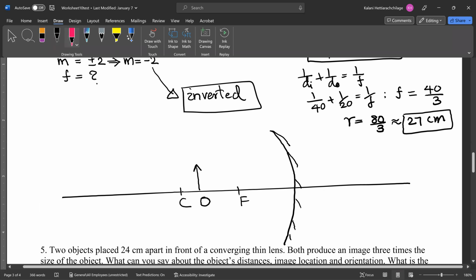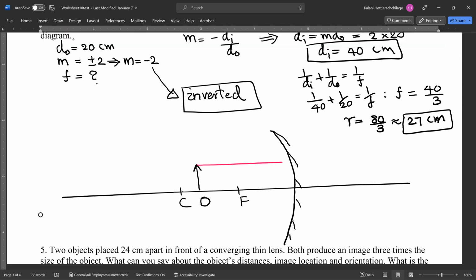Let's say I'm going to draw my first one parallel to the axis, right? It should reflect back through the focal point. Let's draw that in here. Reflect back through the focal point. If you have rulers, make sure that you use the rulers because it's very hard to get the drawing correct if you do not use a ruler, because you should have a straight line for the rays. That is my first ray.